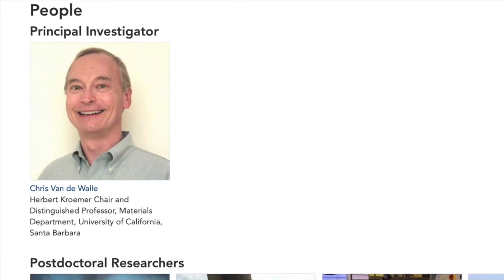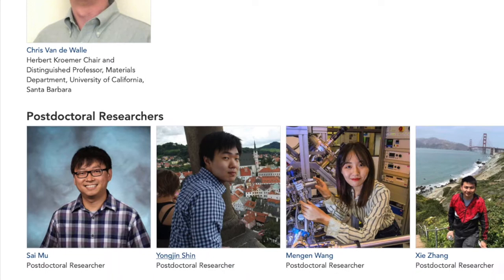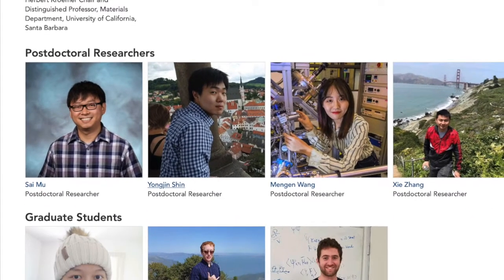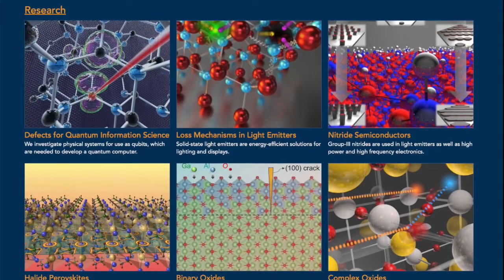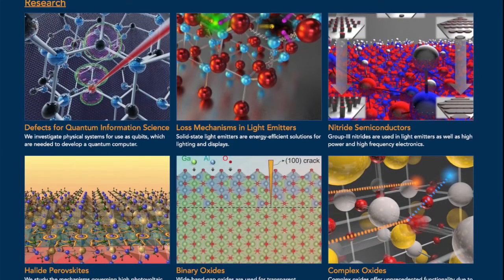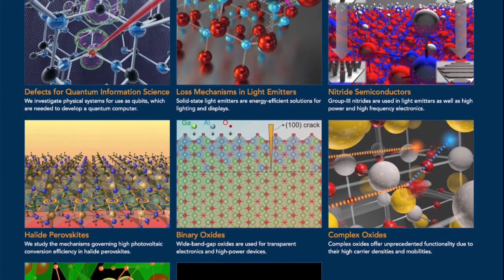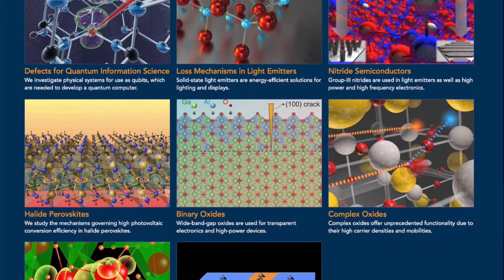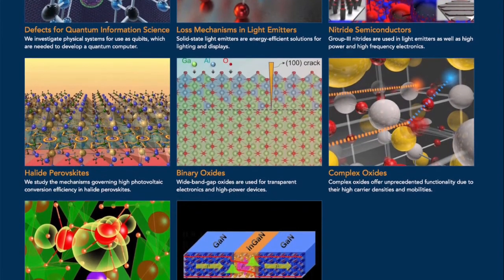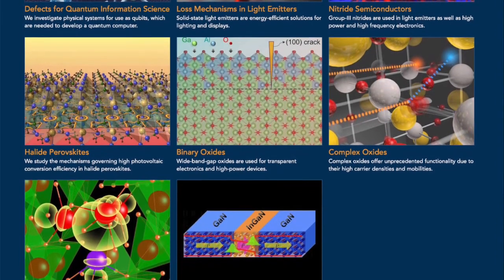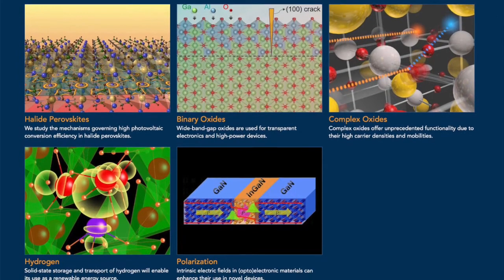Welcome to the Van der Waals Computational Materials Group at UC Santa Barbara. We use first principles computation to model structure and behavior of semiconductors and quantum materials. We are interested in a wide range of research topics, including point defects for quantum information science, loss mechanisms in light emitters, nitride semiconductors, perovskites, binary and complex oxides, solid-state storage and transport of hydrogen, and polarization of electronic materials.